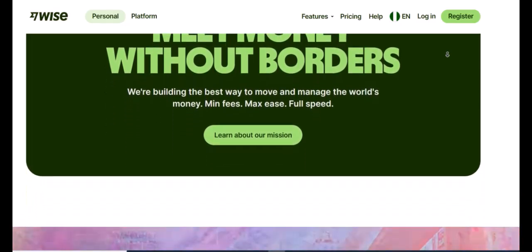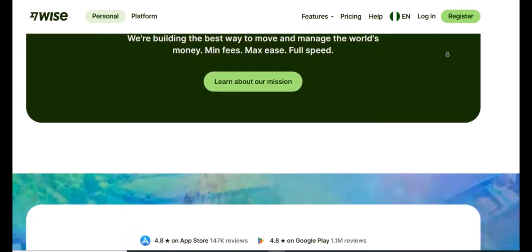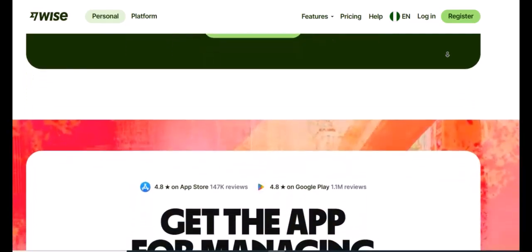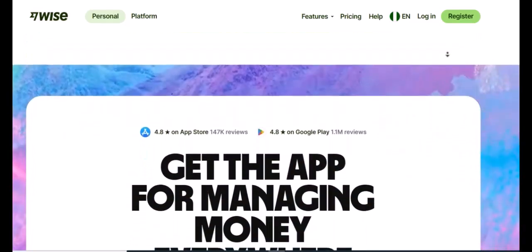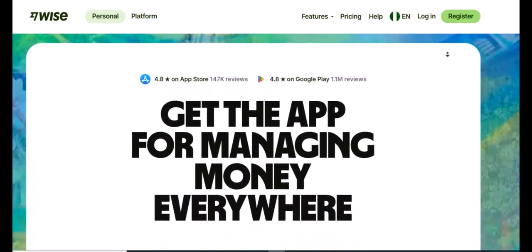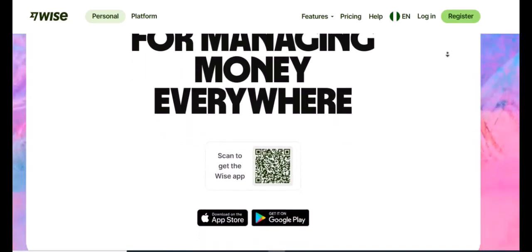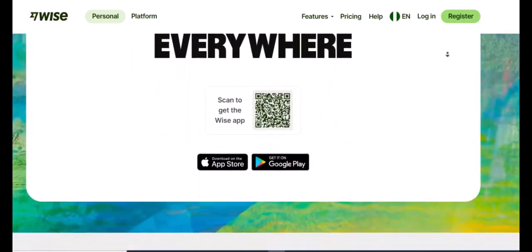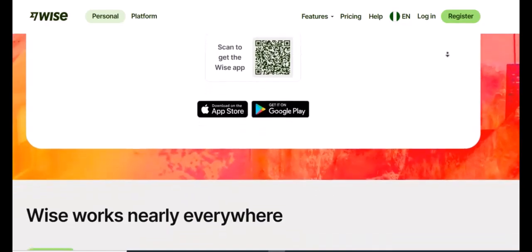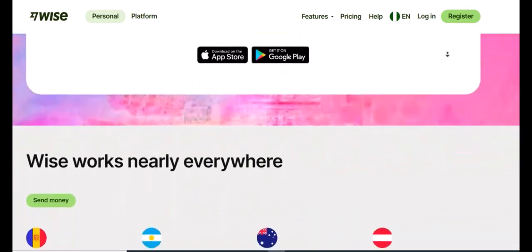Understanding Wise's multi-currency approach. The core of Wise's offering is its multi-currency account. This allows you to hold, send, and receive money in over 40 different currencies. To facilitate this, Wise provides you with local bank details for many of these currencies. This is the key to understanding why account numbers vary.